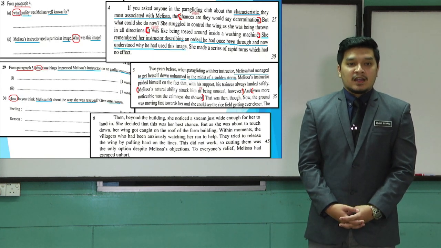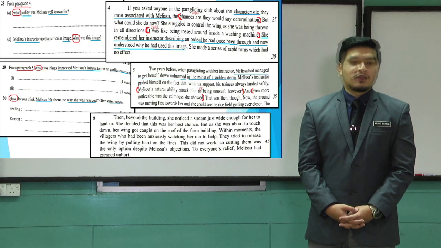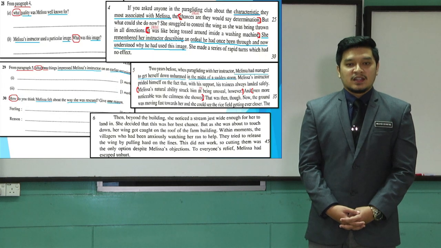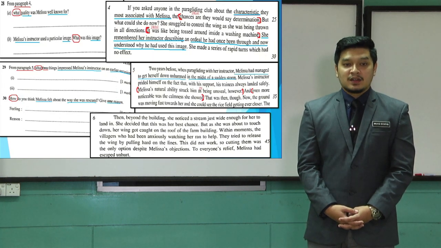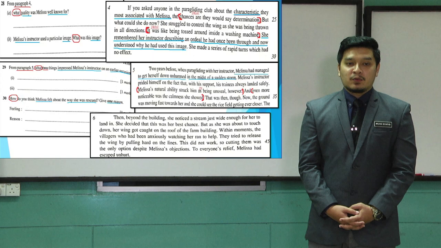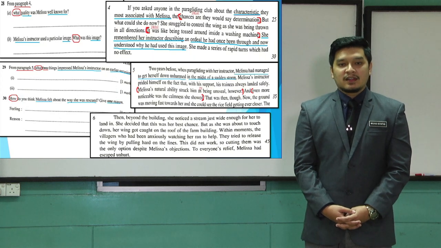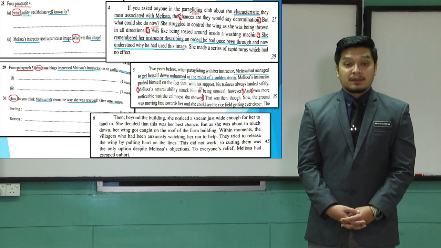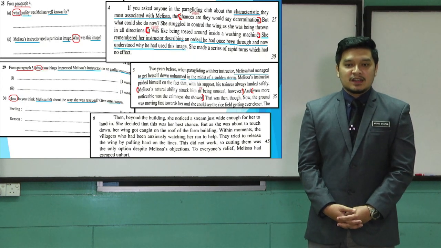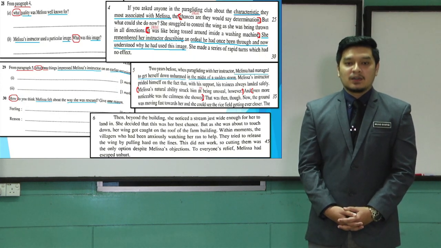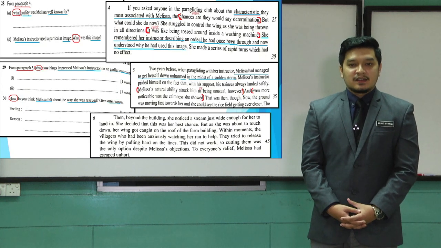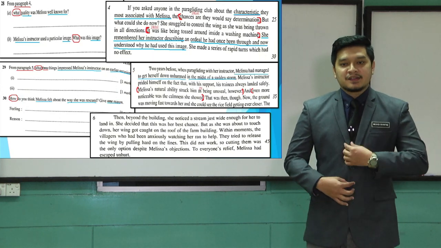Okay? And the next question, how do you think Melissa felt about the way she was rescued? Give one reason. Okay, so this one is a K-bar question. And the WH question used is how. To answer this question, let's have a look at the end of the story, which is in paragraph 6. Then, beyond the building, she noticed a stream just wide enough for her to land in. She decided that this was her best chance.